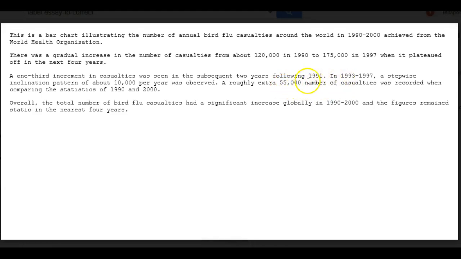Okay, a roughly extra 55,000 number of casualties. You didn't even need this here. You could have just said a roughly extra 55,000 casualties was recorded when comparing the statistics of 1990 and 2000. Overall, the total number of bird flu casualties had a significant increase globally from, again, 1990 to 2000, and the figures remained static in the nearest 4 years.